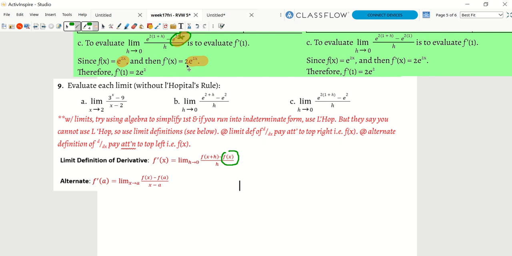Okay, and then the big 2 remains. So 2e squared is f prime of 1. Okay, and that's 4, 5, 6, 9 ABC from review 5.